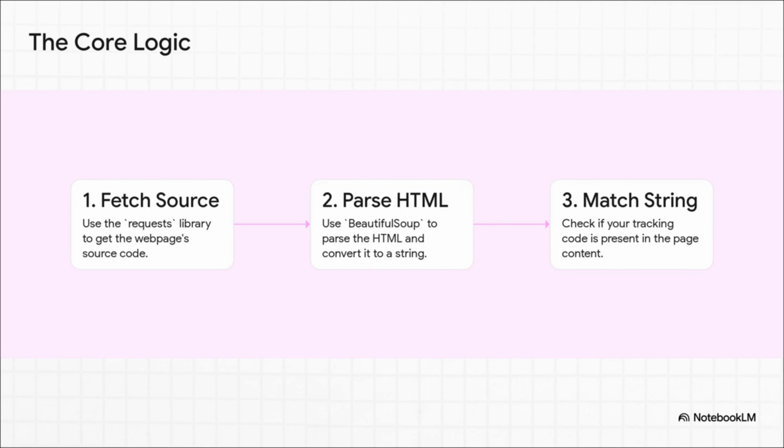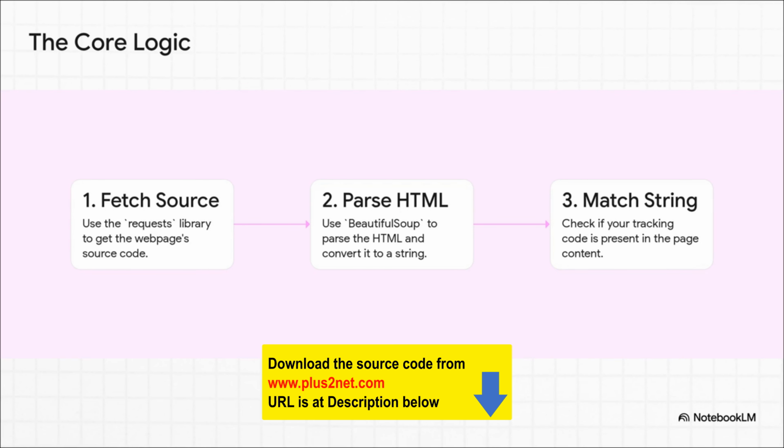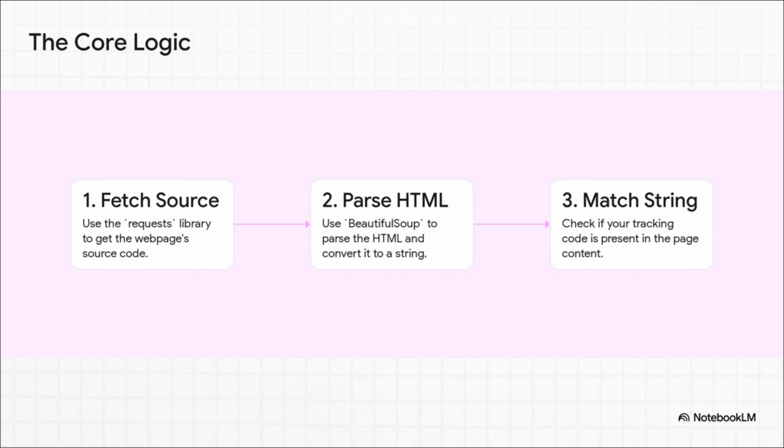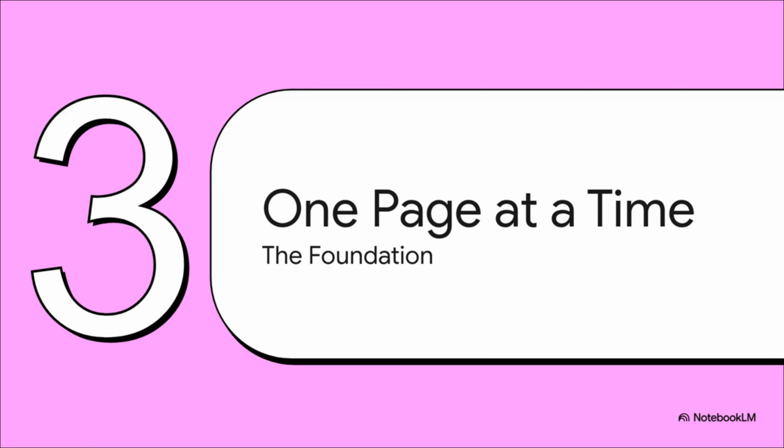You know, the logic behind our script is actually super simple. It really boils down to just 3 steps. First, we'll tell Python to go out and fetch the web page, just like your browser does. Second, we'll use BeautifulSoup to make sense of the code. And finally, we'll just search that code for our tracking string. That's it. Fetch, parse, search. All right, let's get our hands dirty and start building this thing.